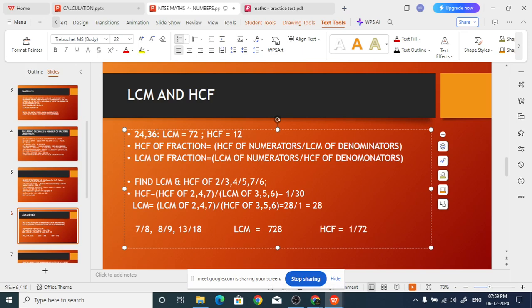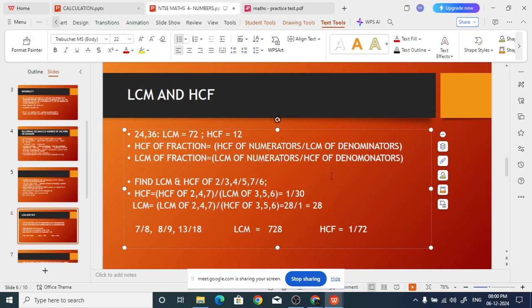But if the numbers are fractions, for example 2 by 3, 4 by 5, 7 by 6, there are three numbers they have given, and they are asking you to find the LCM of these three numbers. So LCM of fractions is equal to LCM of numerators divided by HCF of denominators.